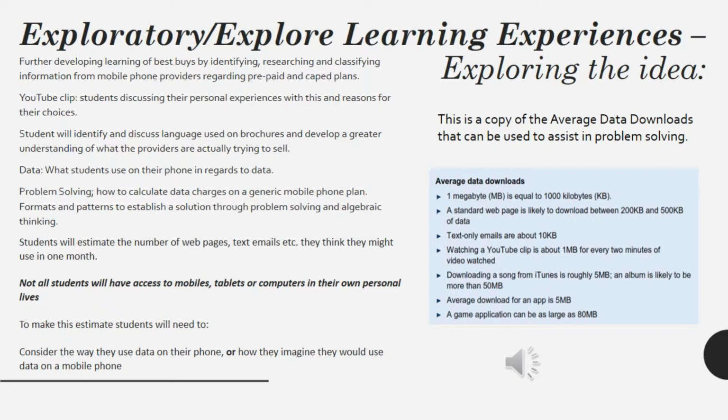Moving forwards, students will estimate the number of web pages, text, emails, etc. they think they might use in 1 month. However, not all students have access to mobiles, tablets, or computers in their own personal lives. Therefore, they will need to have worksheet scenarios ready to hand out. Students will make comparisons of their results to the Best Buy mobile phone plan, establishing financial decisions.